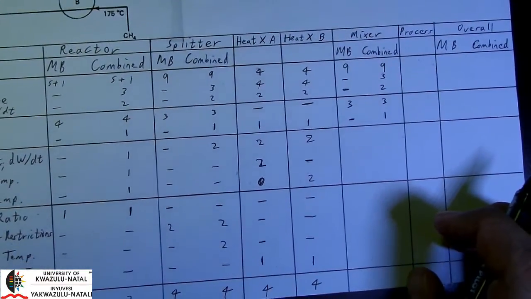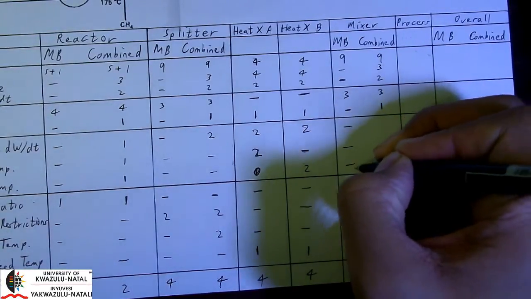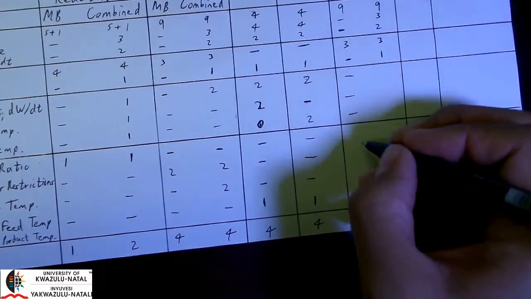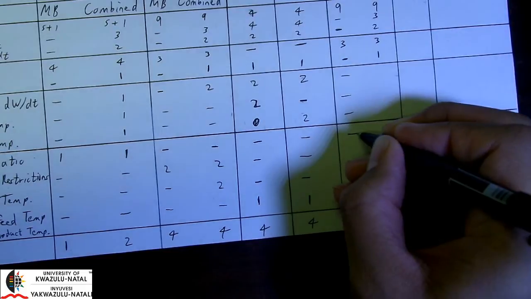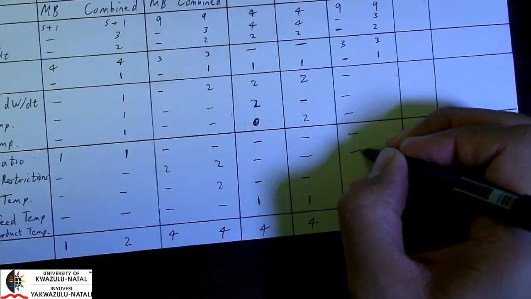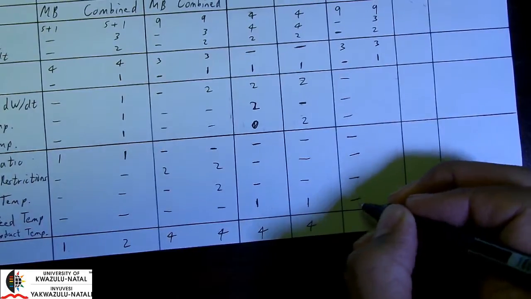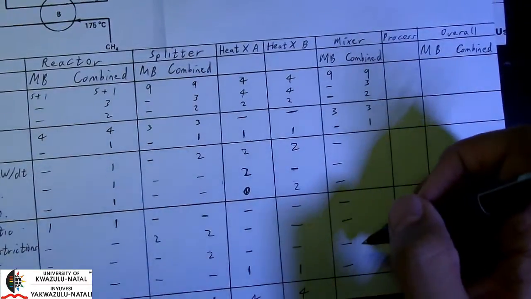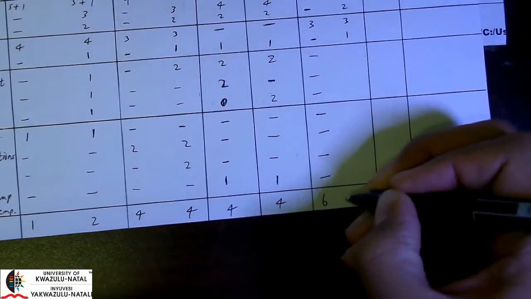In terms of our specifications, for our material balancing, all of my temperature specifications are irrelevant. My feed ratio in terms of my subsidiary relations are also irrelevant, as well as splitter restrictions, temperatures. So that's my material balance degree of freedom. 9 minus 3 will give me a degree of freedom of 6.